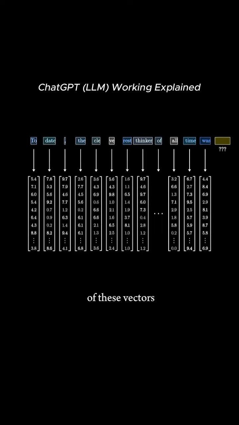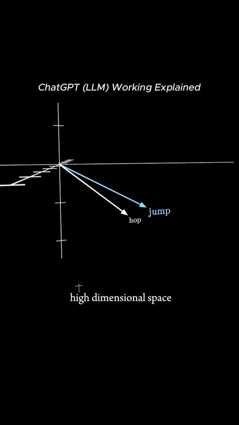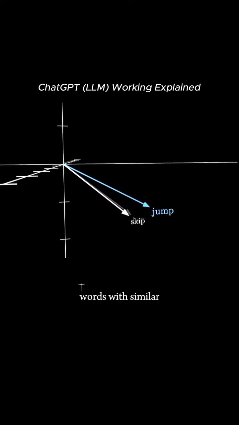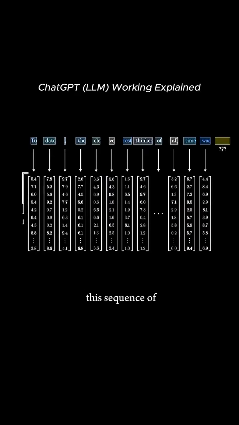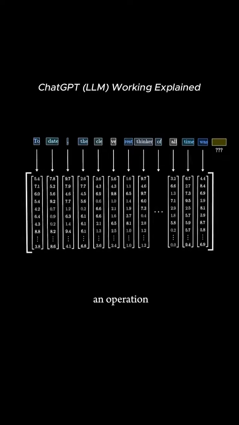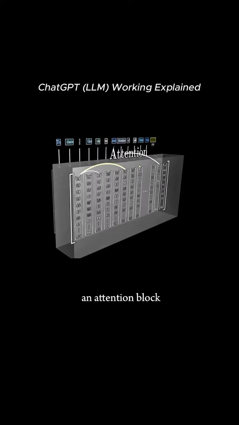If you think of these vectors as giving coordinates in some very high-dimensional space, words with similar meanings tend to land on vectors that are close to each other in that space. This sequence of vectors then passes through an operation that's known as an attention block, and this allows the vectors to talk to each other and pass information back and forth to update their values.